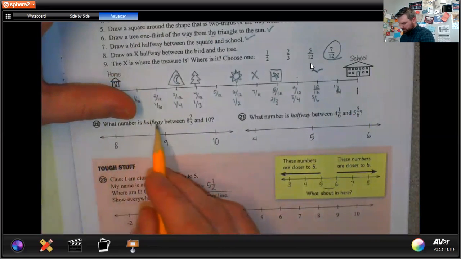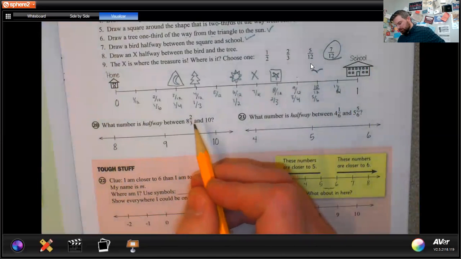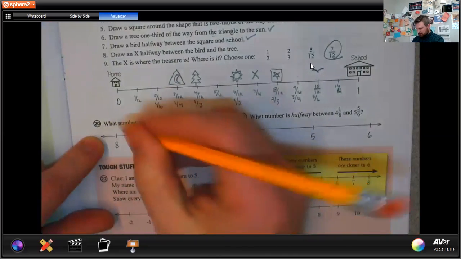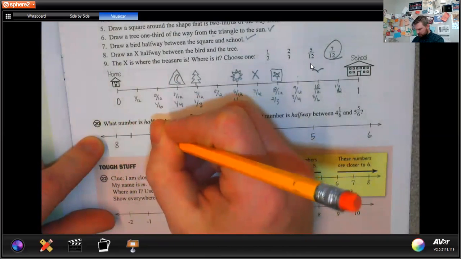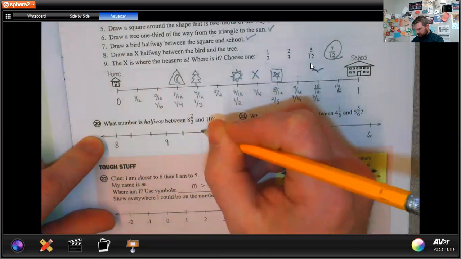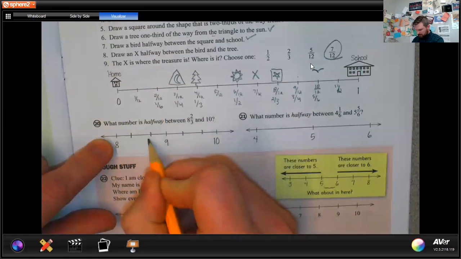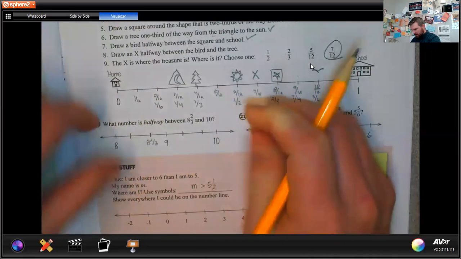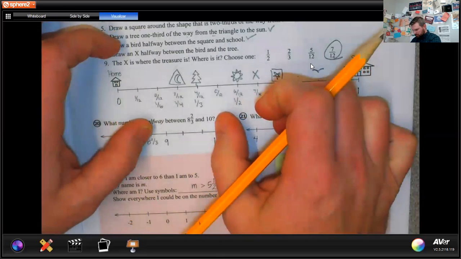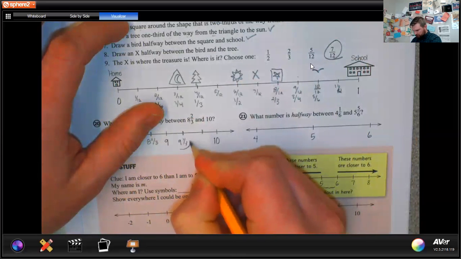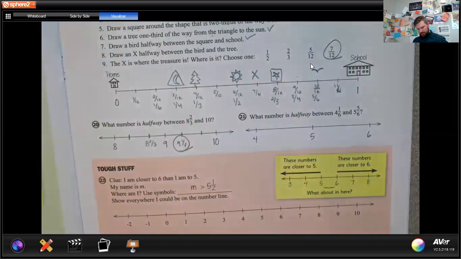What number is halfway between 8 and 2/3 and 10? Okay, this is a little bit tricky here. So 8 and 2/3. So we're going to split this into thirds and this into thirds. So that's 8 and 1/3, 2/3. So this is 8 and 2/3. So the number halfway between those two, we're going to go in one, and another would be right here, which would be 9 and 1/3.